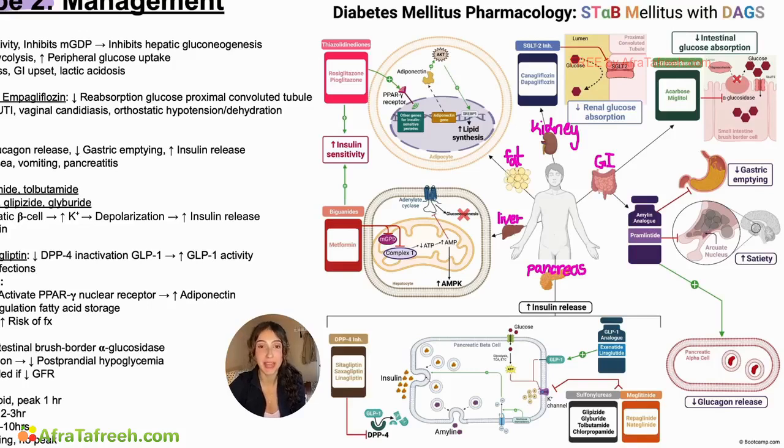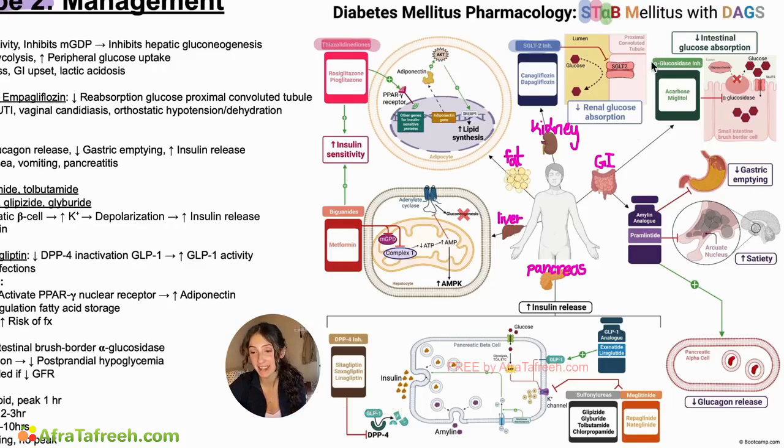So now that we've done a quick recap of the pathway of glucose and its interaction with insulin within the body, now I want to draw your attention to the handy mnemonic that we have at the top of the screen. STAB, mellitus with DAGs. This will help you remember all of the different pharmacologic agents that we talk about in this video. So the S is going to stand for SGLT2 inhibitors. The T is going to stand for our thiazolidinediones. Please don't make me say that 3 times fast in this video.